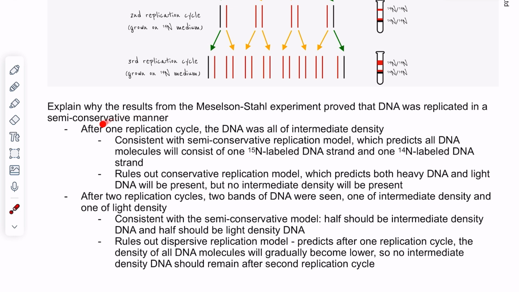And then from my guide, I'm really hammering home this point that the Meselson and Stahl experiment proved that DNA was replicated in a semi-conservative manner. And do just make sure that you read through these notes. The other 2 theories of DNA replication are also mentioned here, which is the conservative replication, which predicts that both heavy DNA and light DNA will be present, but no intermediate density will be present, as well as the dispersive replication model, which predicts that after one replication cycle, the density of all DNA molecules will gradually become lower, so no intermediate density DNA should remain after the second replication cycle. Because remember, the dispersive replication model basically says that all the DNA nitrogenous bases will be randomly jumbled up.